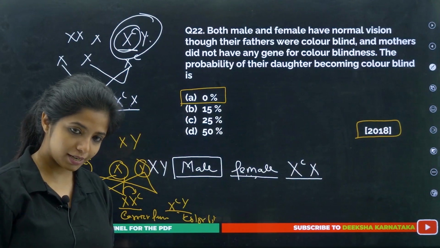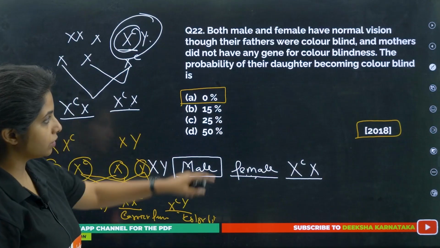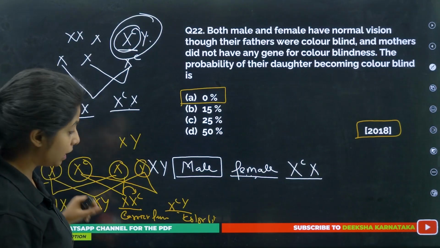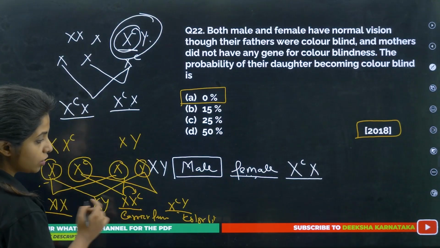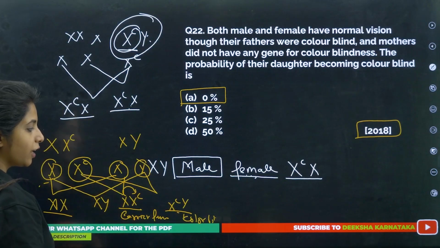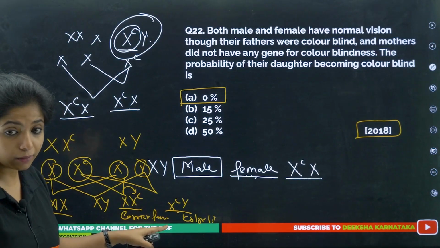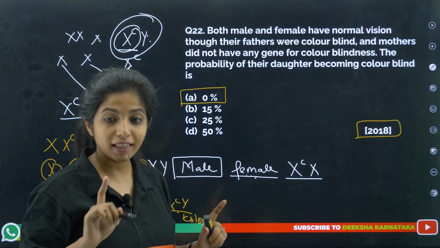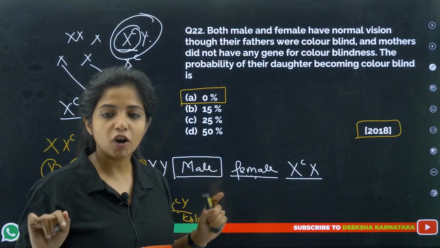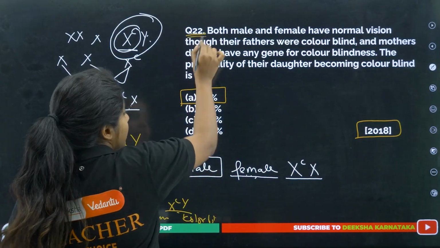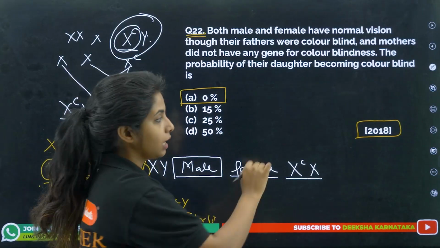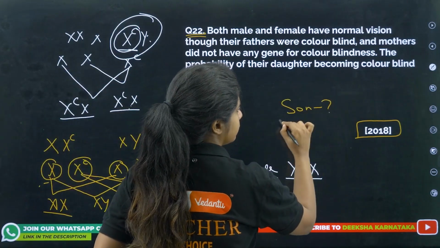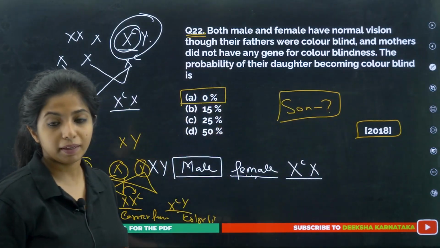Cool, works. If you're asked what is the probability of a son becoming colorblind, what will be the answer for that? Can you try it? There is only one son that is colorblind. Can you tell me the answer in the comment section, not in the live chat? What is the answer for this? If I say it's a son, then what percentage of the sons will be colorblind?